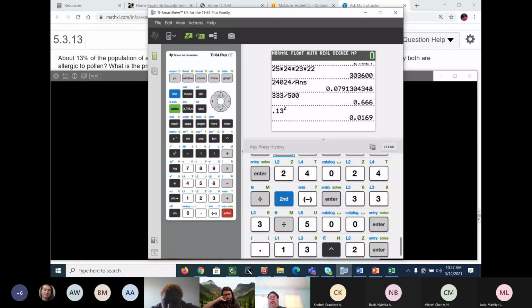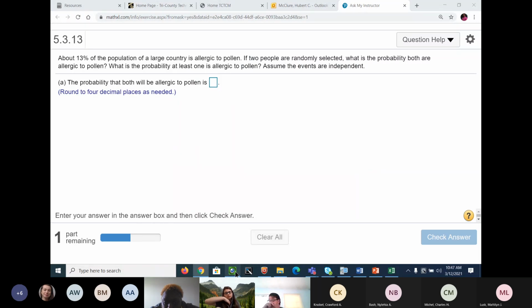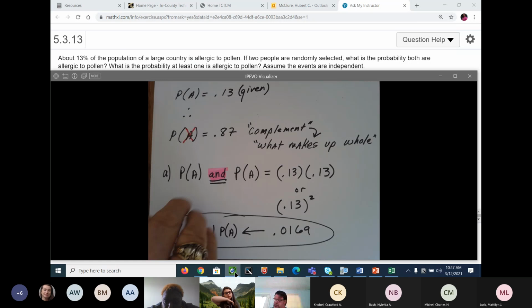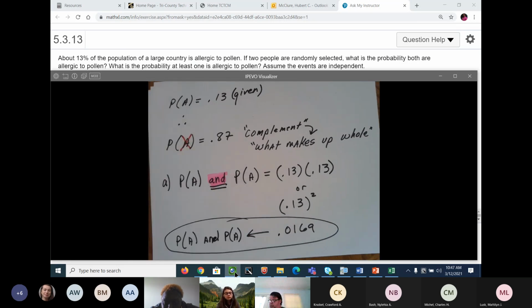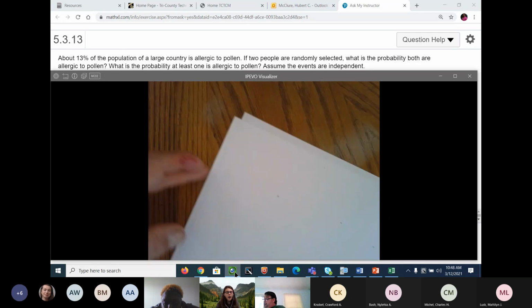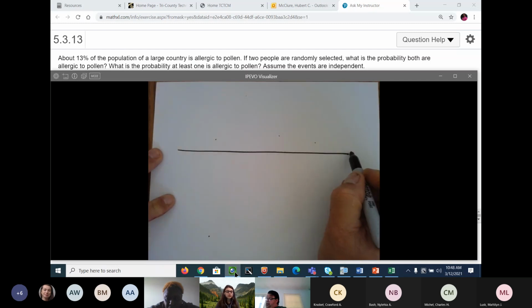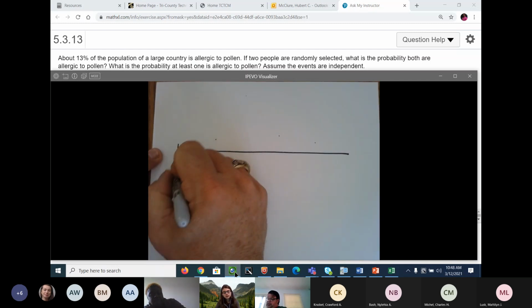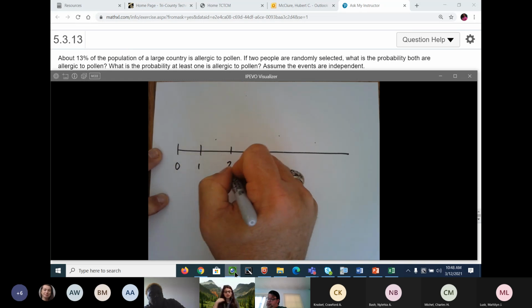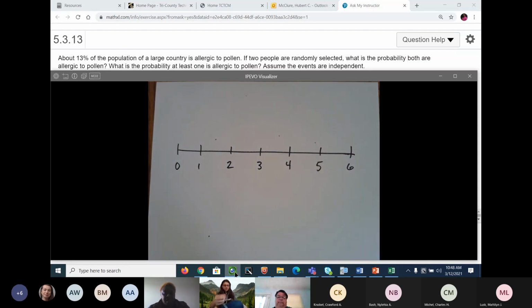Okay, I'm going to draw a number line on the next page. The reason I'm going to draw a number line is I know they're going to ask a question here in just a second about at least or at most. And I want to go over that for you real quick because I want to make sure everybody understands what at least and at most means. Let's say we've got a number line here, and let's say 0, 1, 2, 3, 4, 5, and 6. Let's say we're talking about 6 people.